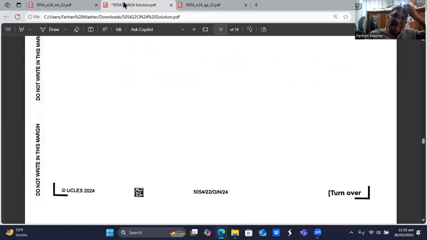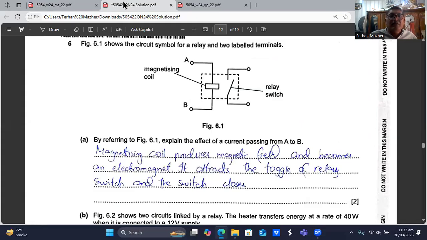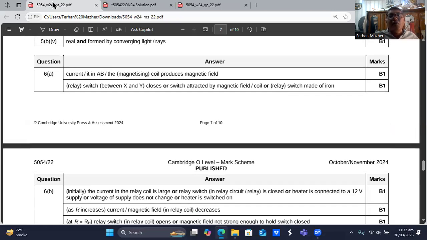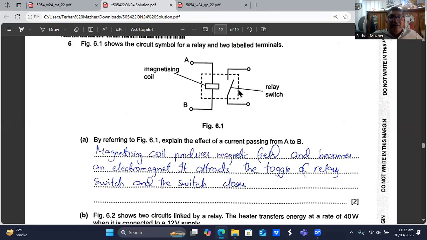Okay. So the magnetizing coil provides a magnetic field and becomes an electromagnet. It attracts the toggle of the relay switch and the switch closes. So this toggle will be attracted to the left by this electromagnet, and here the switch will be closed. So let's check. It's question number 6, and it's the A part. Current in AB, the magnetizing coil produces a magnetic field. The relay switch between X and Y closes, or the switch is attracted by the magnetic field of the coil, or the relay switch is made of iron. Yeah, the toggle is made of iron.